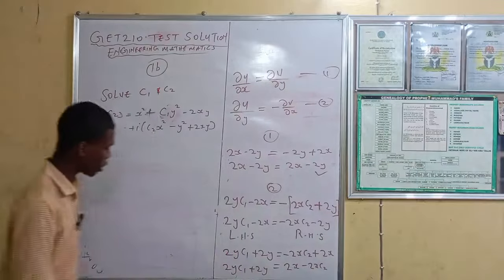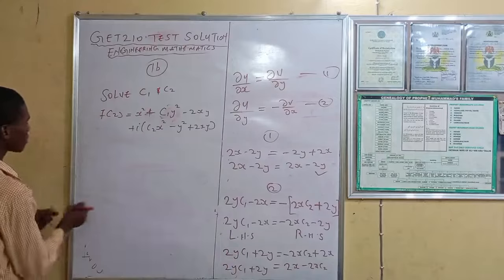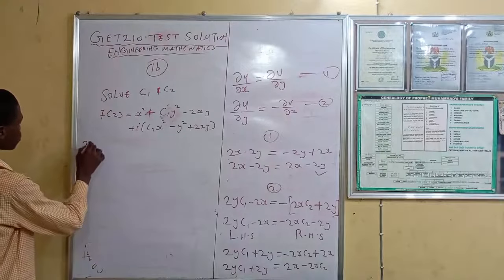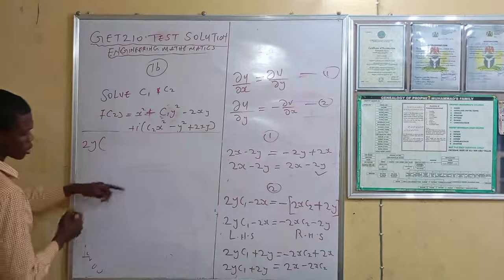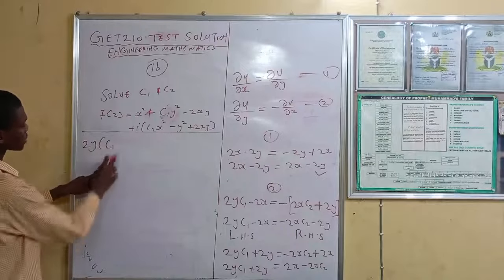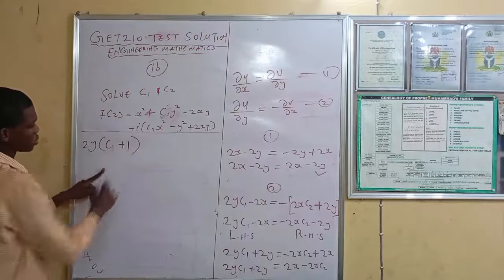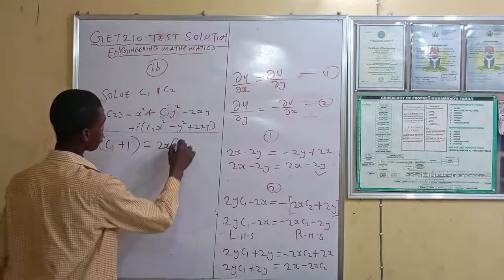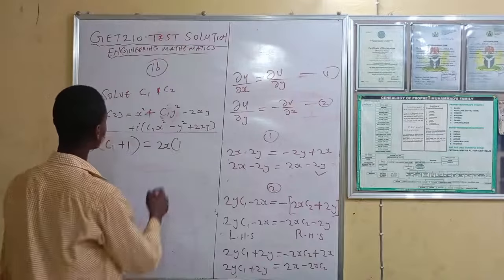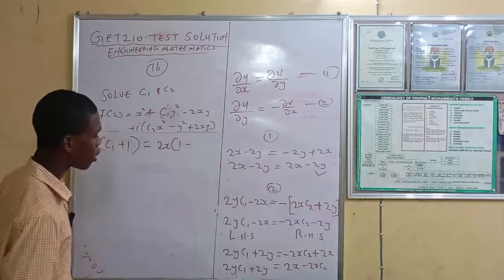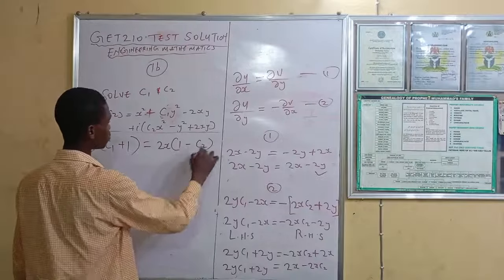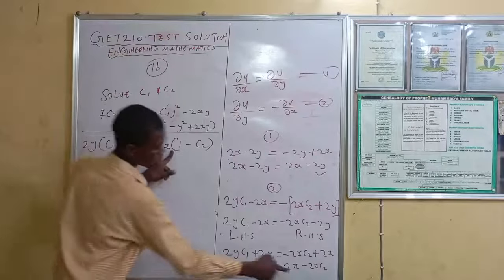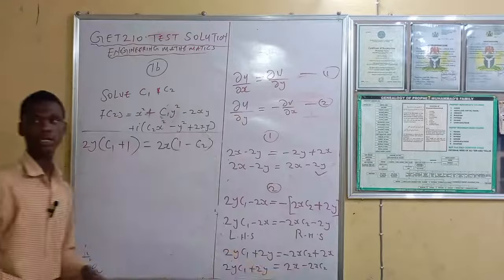What we need to do, observe, you can factorize. From the left hand side, you can factorize 2y, open bracket c1 plus 1, equals to, you can also factorize 2x at the right hand side, open bracket 1 minus c2. This time this, you still get this. This time this, you have this.